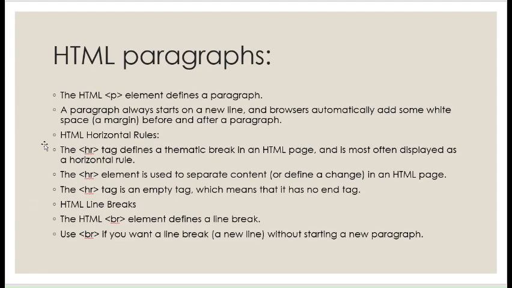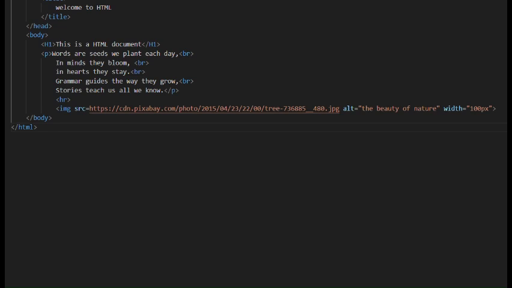Next, we have HTML paragraphs. The HTML p element defines a paragraph, which we have done in our last video too. A paragraph always starts on a new line, and browsers automatically add some white space, a margin before and after a paragraph. Let me show you. See here, I've added a paragraph. When I go to the live server, it will form a margin before and after it. I think you cannot see it, but it forms the margin.